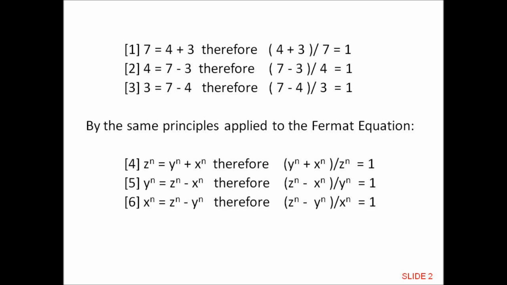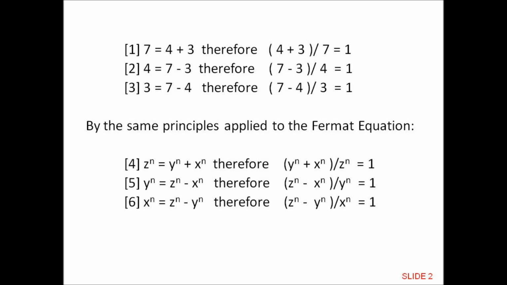By the same principles applied to the Fermat equation, 4. z to the power n equals y to the power n plus x to the power n. Therefore, y to the power n plus x to the power n all divided by z to the power n equals 1. 5. y to the power n equals z to the power n minus x to the power n.